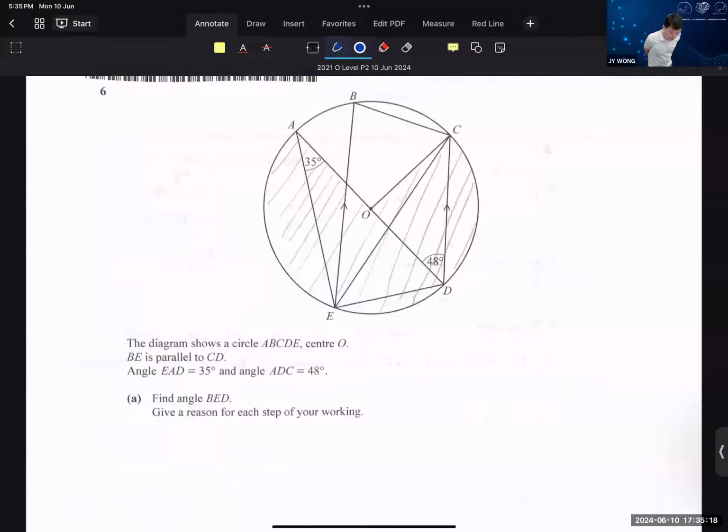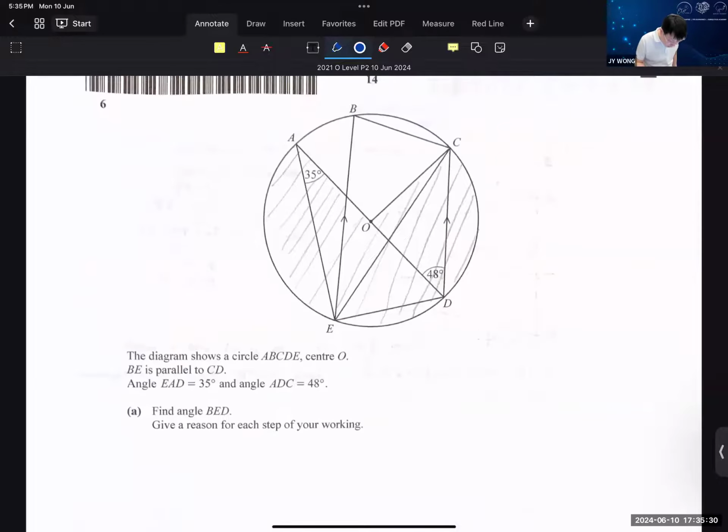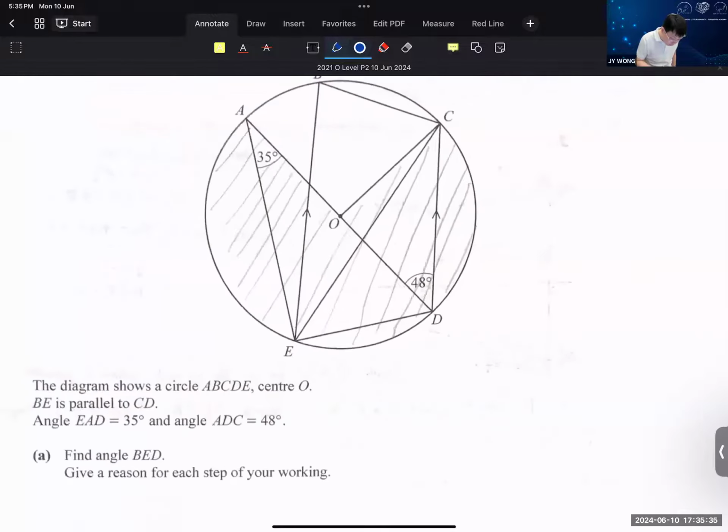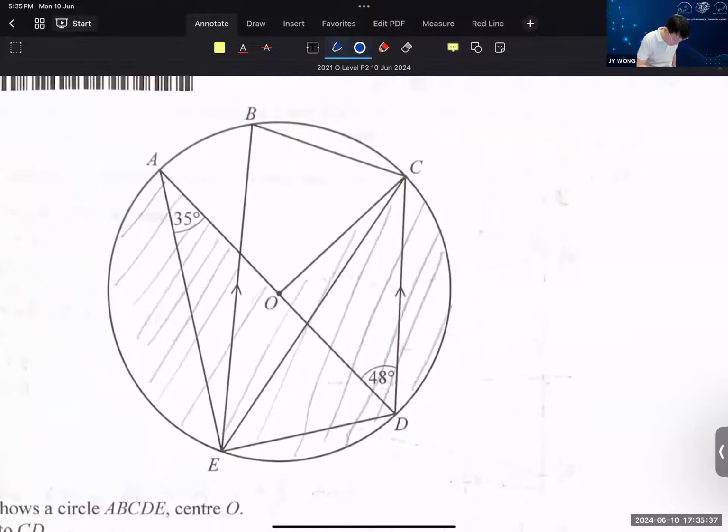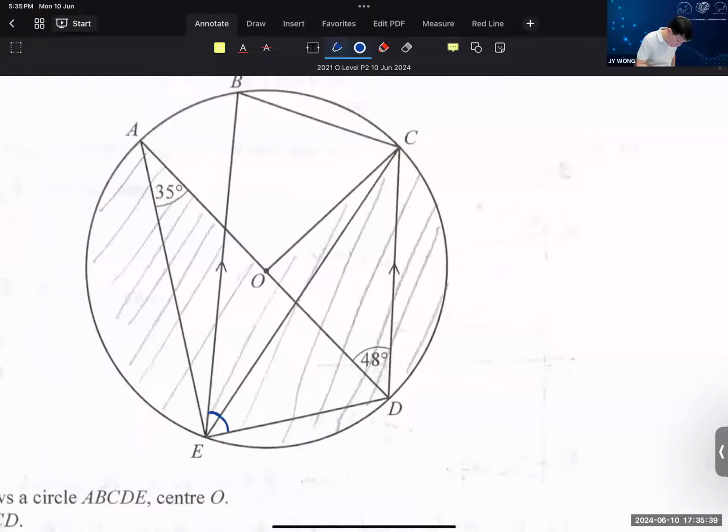The diagram shows a circle ABCDE with center O, where BE is parallel to CD. Angle EAD is 35, angle ADC is 48, and angle BED is what they want you to find. They did not label the angle, so you just label it yourself. So where is BED? BED is this angle. Okay.